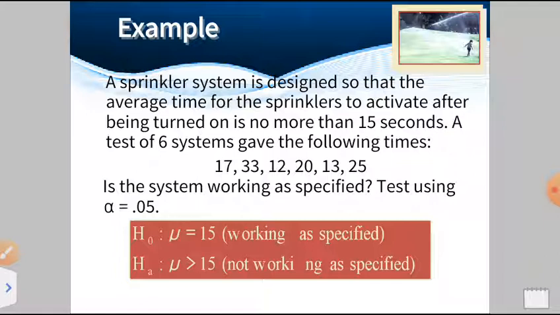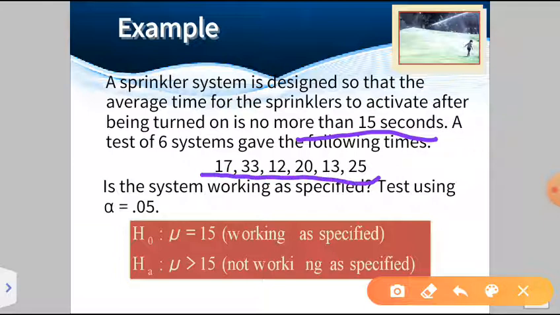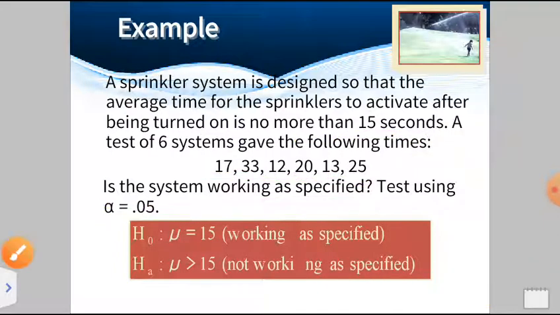Let us go for an example. Here we are saying, let's read it out. The sprinkler system is designed so that the average time of the sprinkler to activate after being turned on is no more than 15 seconds. And average time is given, it means we are talking about the mean, correct? And we have tested 6 systems giving these times. These are the sample values we are getting as time. What we are looking for is whether the system is working as specified or not. So test using alpha, which is the level of significance.